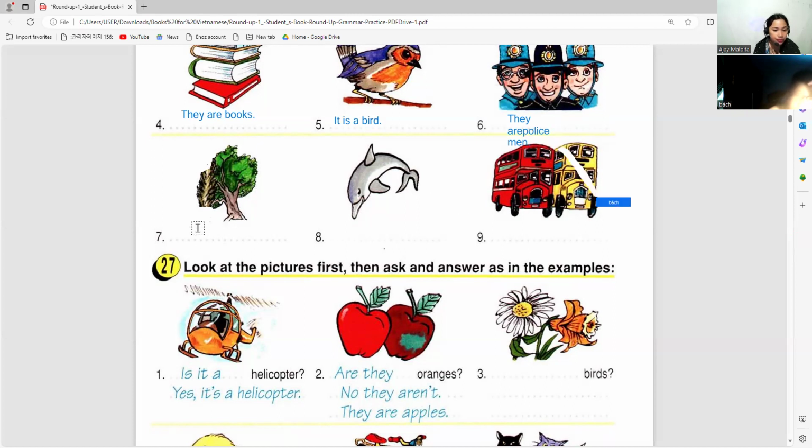What's your answer? Number seven. What's your answer? Hello. One back. Oh, number seven, please answer. Number seven. It is a tree. Next. Number nine. What is the number nine sentence?